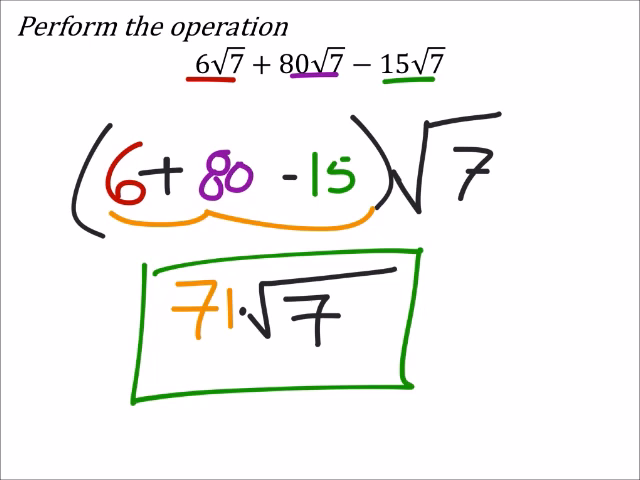You guys get how this is related to the x's, right? Like if you had 6x's plus 80x's minus 15x's, everyone can do that. That's simplifying an expression like that. It's the same. It works the same way with those square roots.